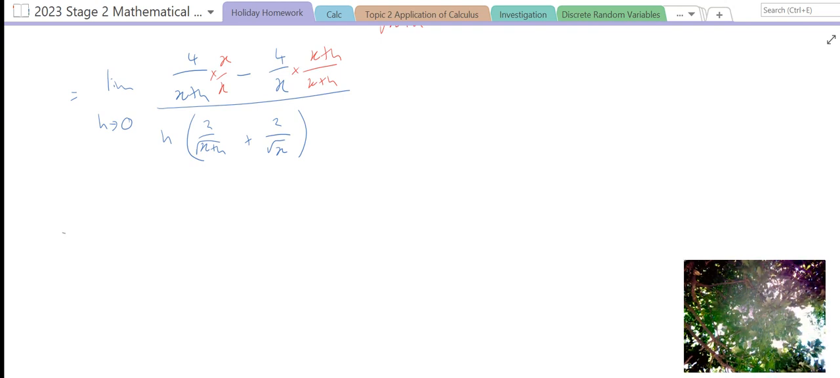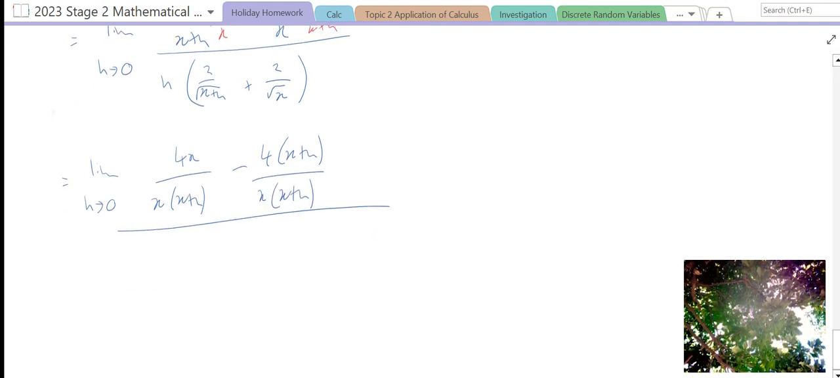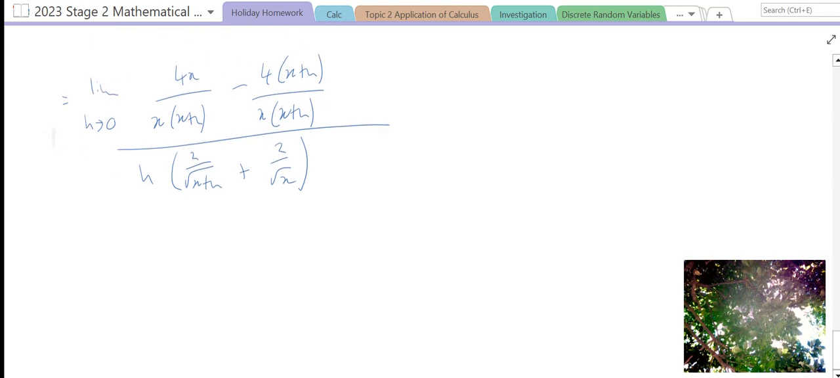Then let's rewrite the line after that. Limit as h approaches 0 of 4x over x plus h minus 4 times x plus h over x plus h over h bracket 2 on root x plus h plus 2 on root x. Close. Whew. All right. Now, combine those on top. They've got a common denominator, so they can be combined.